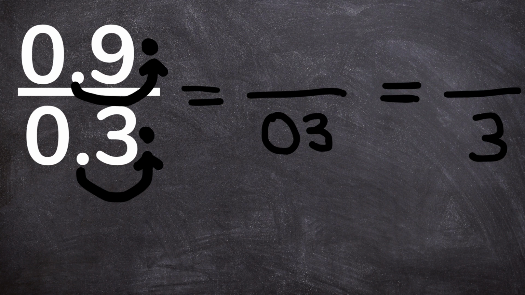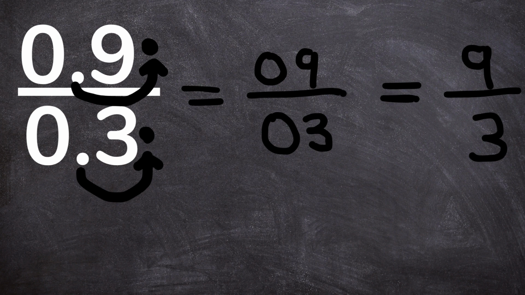Because we moved our decimal point one time to the right on the denominator, we also have to move it one time to the right on the numerator, or the number on top. So we're going to move the decimal point in 0.9 one time. We move it to the right, and now the number on top is 9. So now our whole numbers are 9 over 3, or 9 divided by 3.